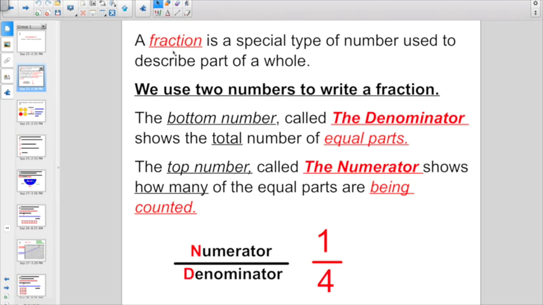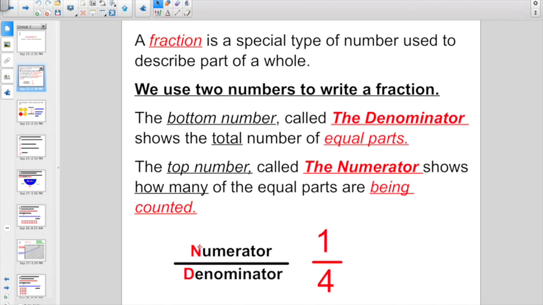To start off with, a fraction is a special type of number used to describe part of a whole, something less than 1. You use two numbers to write a fraction. The bottom number, called the denominator, shows the total number of equal parts, while the top number, called the numerator, shows how many of the equal parts are being counted. For example, 1/4: 1 is the numerator, 4 is the denominator.